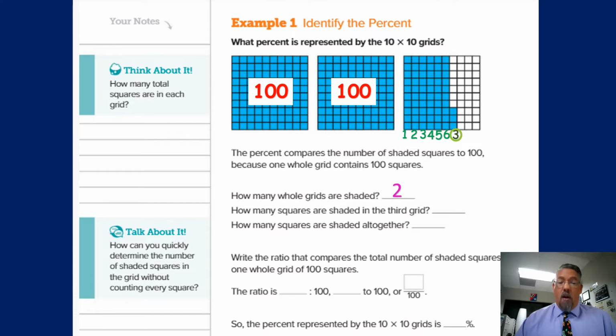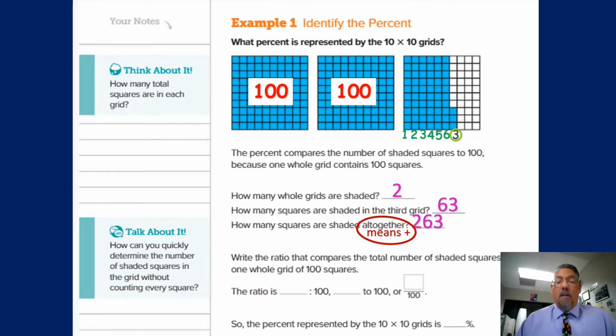How many squares are shaded in on the third grid? Well, 63, because I had 6 groups of 10 plus the 3 individuals. That gives me 63 when I put them all together. So "all together" is one of those key words that is on the front page of your math packet. You can always highlight it in the addition sign because all together means we're going to add.